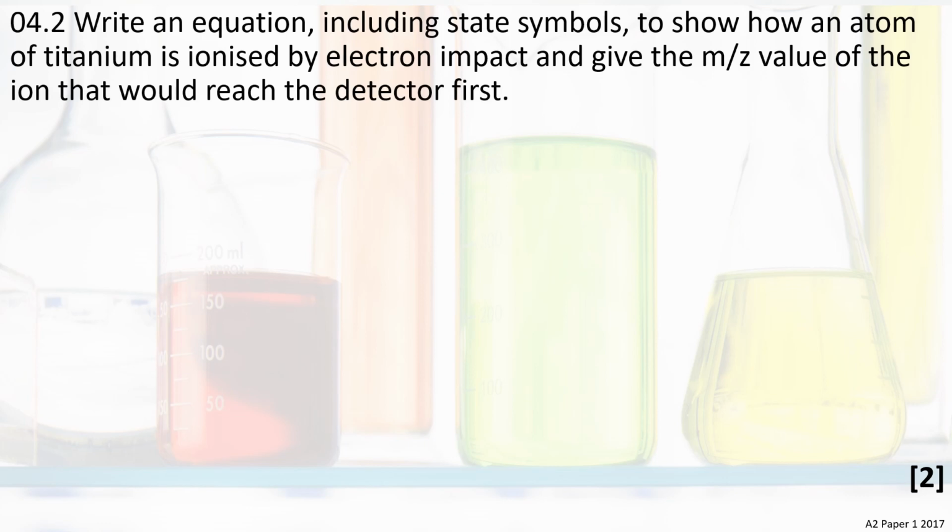Here's the next part of the question. Write an equation including state symbols to show how an atom of titanium is ionized by electron impact, and give the M over Z value of the ion that would reach the detector first.